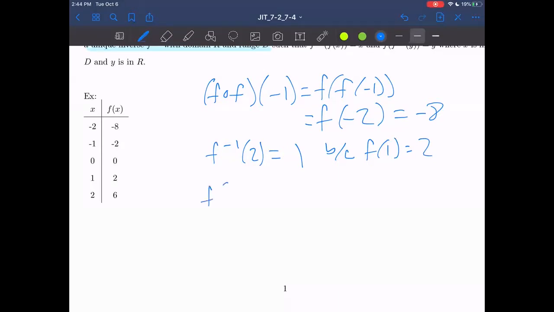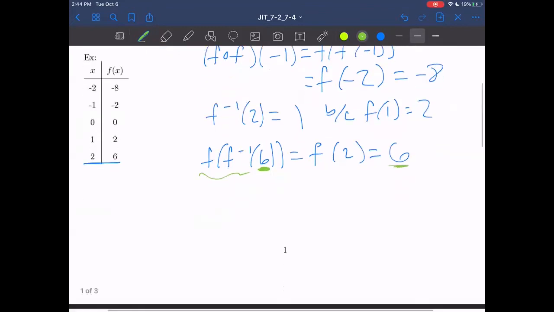If we had f inverse of 6, f inverse of 6 is 2, and then f of 2 is going to give us 6. So that's an example of the property. Anytime you've got an inverse of a function and you're doing that function composed with its inverse, it's just going to give you back whatever you're inputting in. You can think of the inverse function as it undoes what the function was doing.